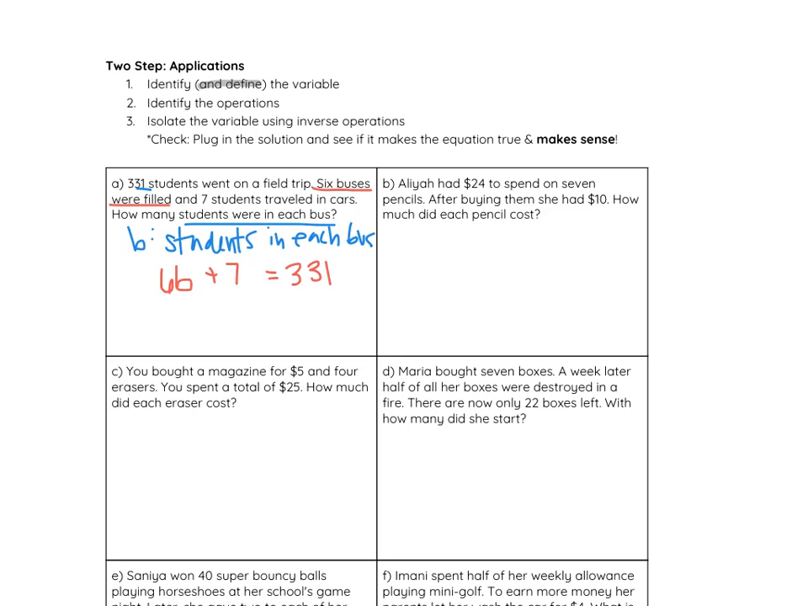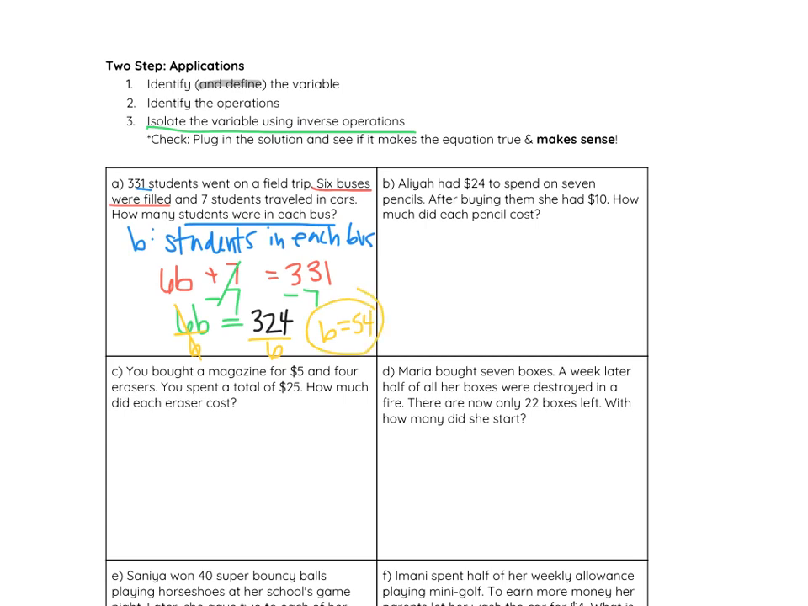So now all I have to do is isolate the variable and solve. So I'm going to subtract 7. The reason I'm subtracting is because that's adding. Don't forget that you're doing what you do to one side, you do to the other side of the equation. So on this side, we have 324. And then to get that B by itself, I need to divide both sides by 6. And I get B is equal to, that's 54.